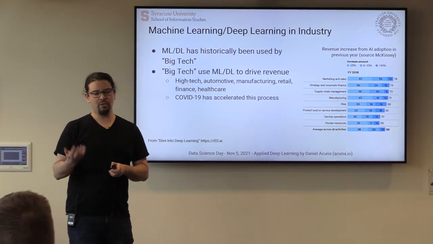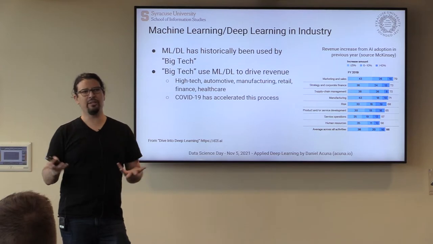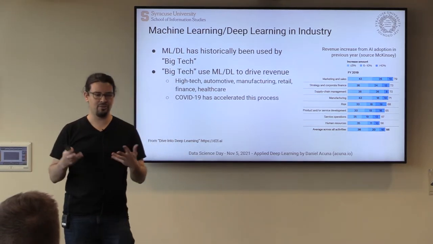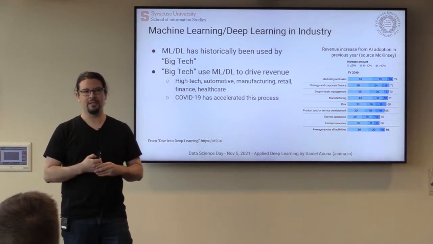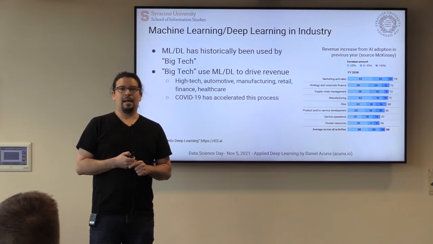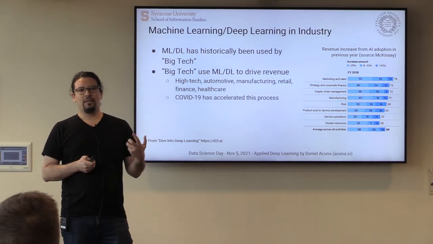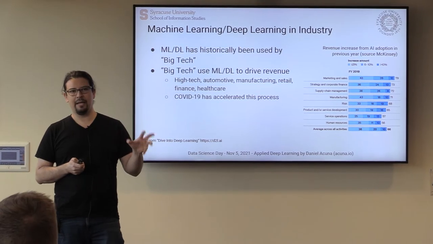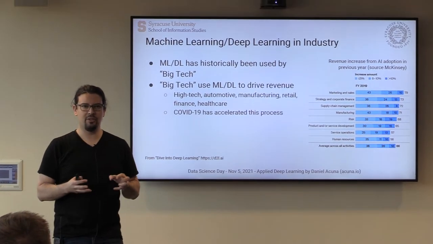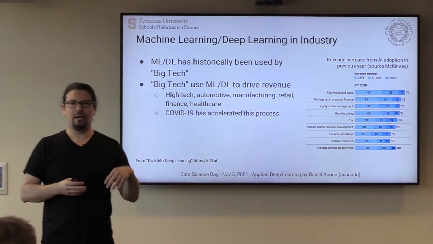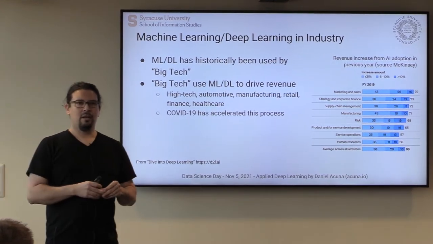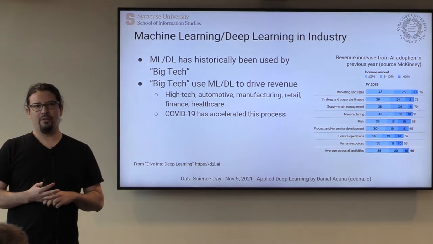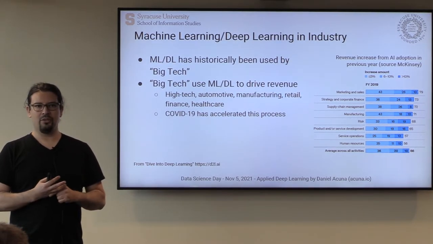All right, so machine learning and deep learning historically have been used by big tech companies, the usual suspects, Google, Facebook, and things like that. If you look at what they say about how much AI trickles down into the organization to drive up revenue, a recent survey showed that almost a fifth of them see an increase of 6 to 10% in revenue through the use of AI and machine learning.